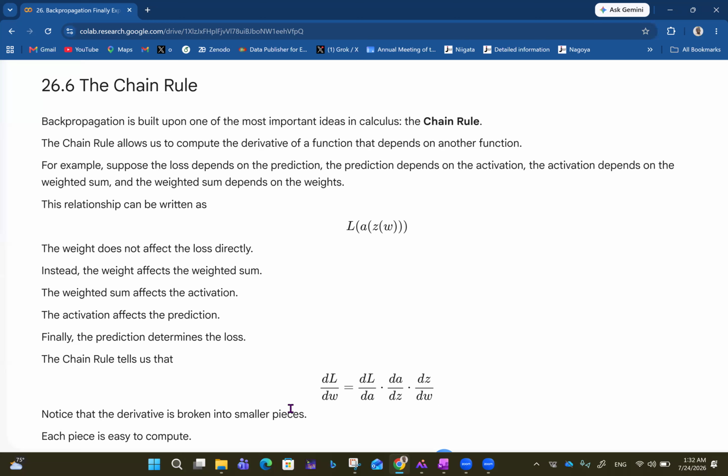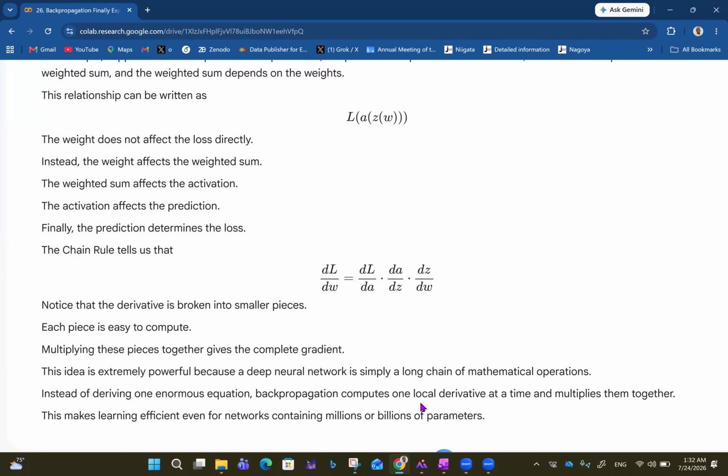Notice that the derivative is broken into smaller pieces, and each piece is easy to compute. And the sweet thing is that dA can cancel dA, dZ can cancel dZ. So at the end of the day, you still have your dL/dW. It's more like you have a chain connecting everything together so you can get the overall result. Multiplying these pieces together gives a complete gradient. This idea is extremely powerful because a deep neural network is simply a long chain of mathematical operations. Instead of deriving one enormous equation, backpropagation computes one local derivative at a time and multiplies them together. This makes learning efficient even for networks containing millions or billions of parameters.